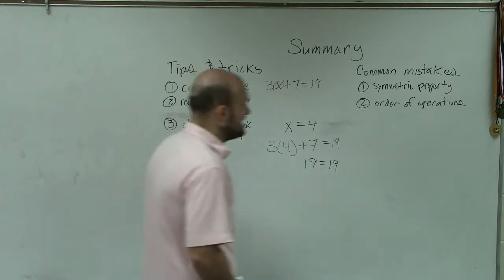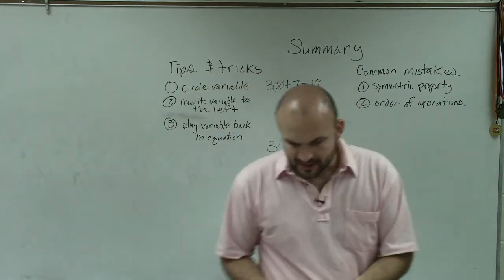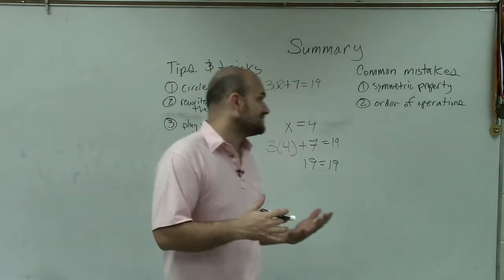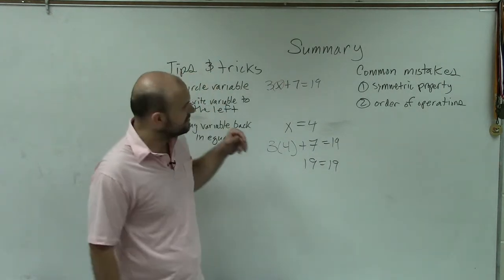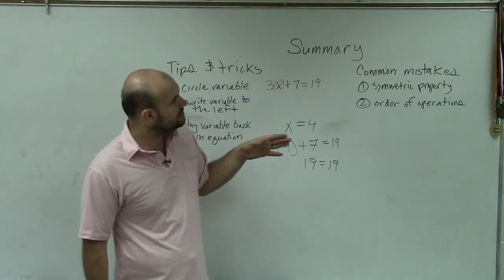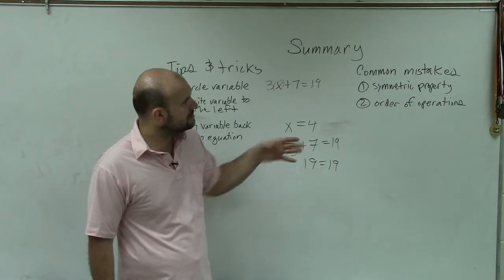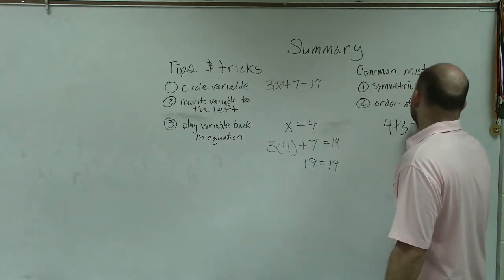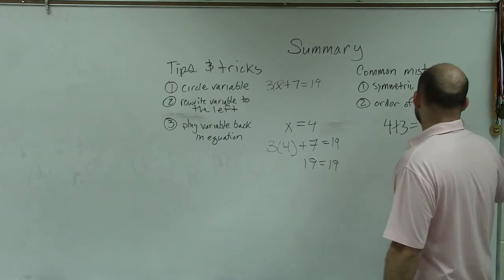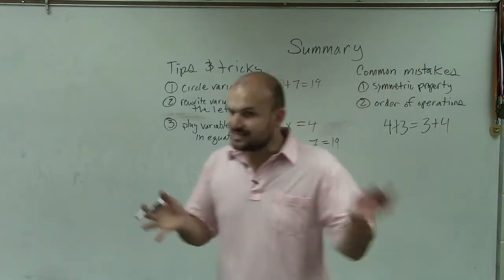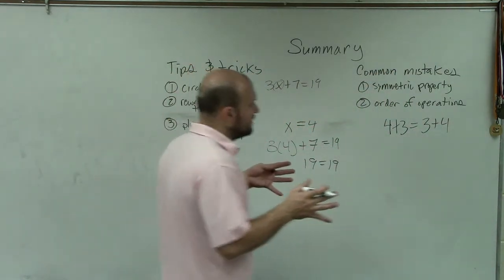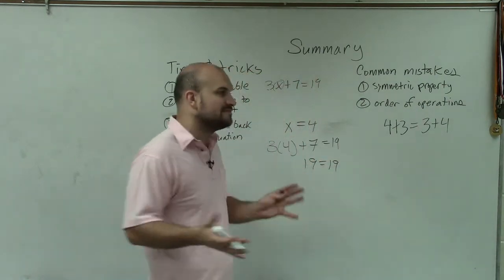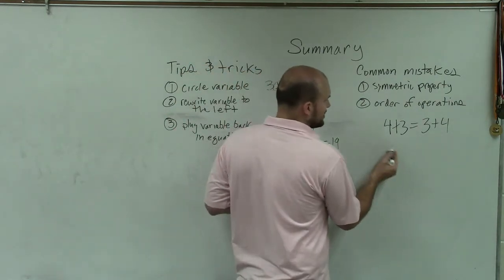Some common mistakes. Symmetric property. This goes back to what I was talking about with putting the variable to the left. Again, we know that 4 plus 3 is equal to 3 plus 4, right? But that doesn't work the same when we have subtraction. So you have to be very careful, especially when you're trying to solve an equation.